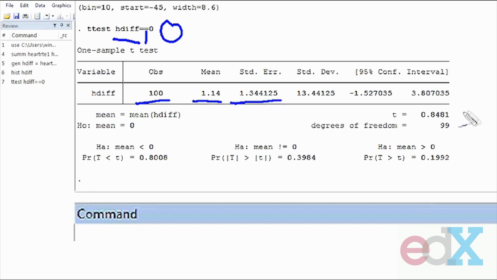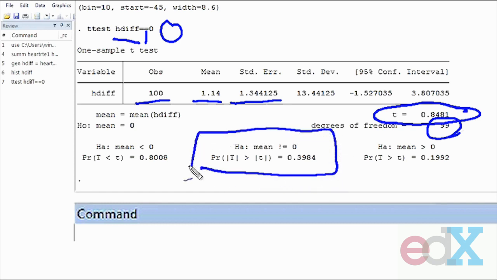And so we can get our test statistic here. This t, our test statistic is 0.8481. And we have 99 degrees of freedom. So now since we're doing a two-sided test, we're going to look at this middle column here for our p-value. So our p-value is 0.3984.